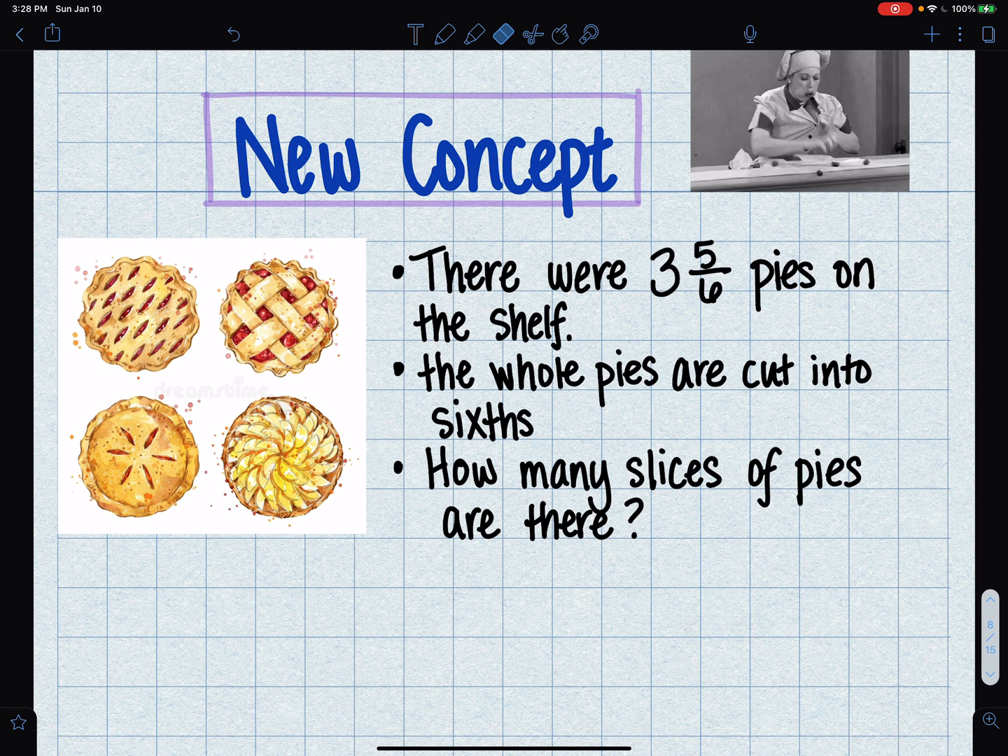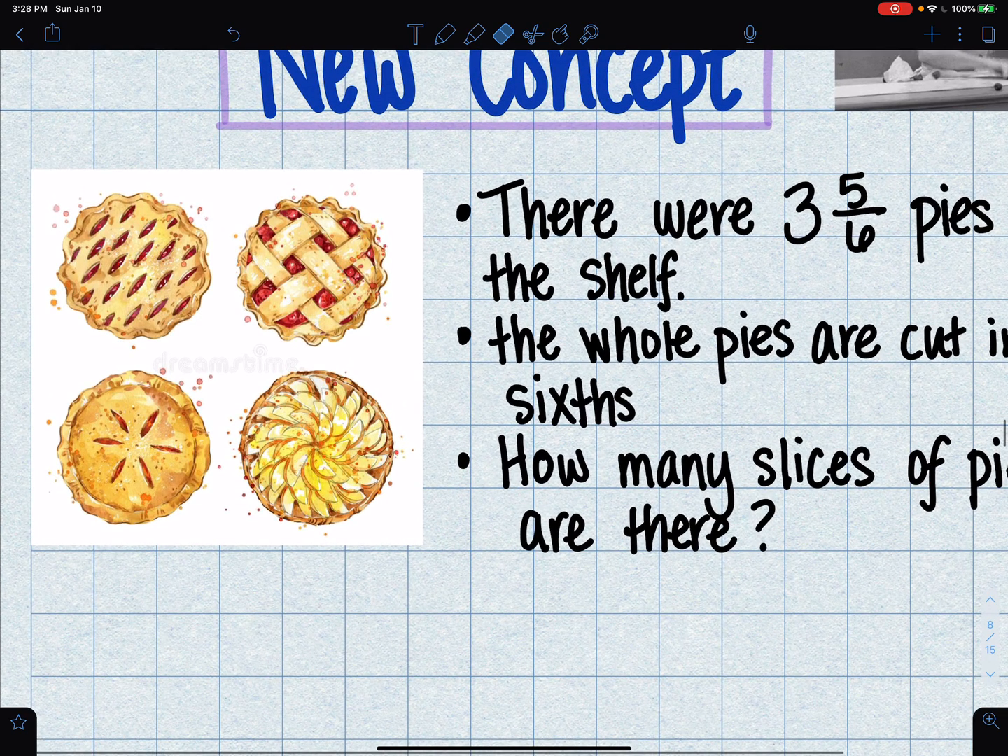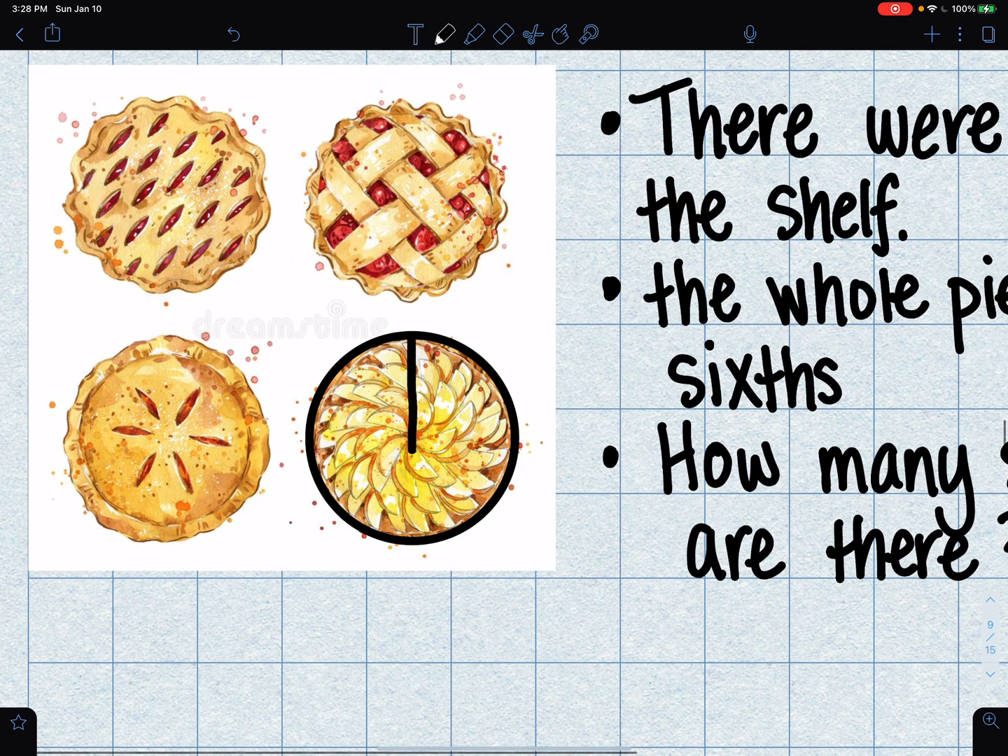So it says, there are 3 5/6 pies on the shelf. Now, I have a picture of 4 pies. So how would I make it a picture of 3 5/6 pies? To do that, I think I would have to take this pie and divide it into 6 pieces. To divide a pie into 6 pieces, you cut it in half, just like that, and then you make an X in what's left. And if you count them, I have 1, 2, 3, 4, 5, 6 pieces. So that's how you divide a pie into 6 pieces.